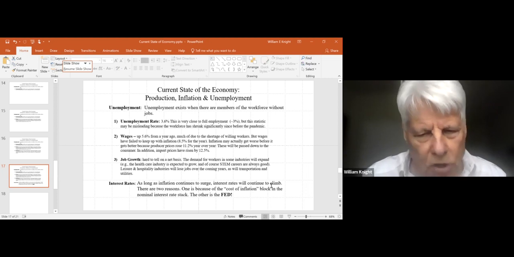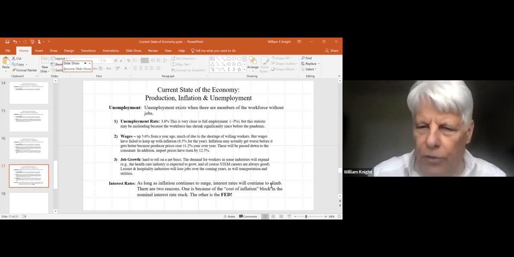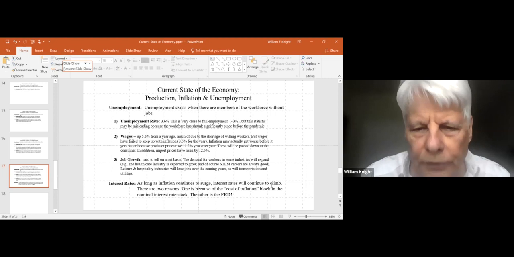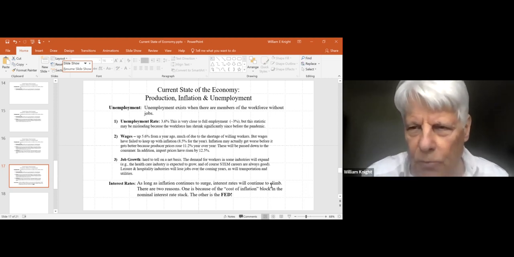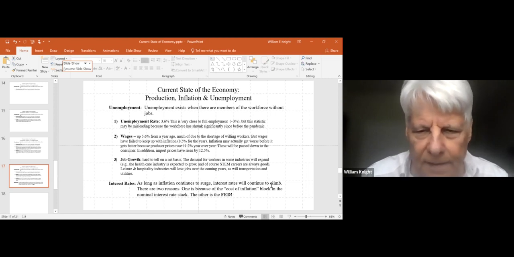The second block was the cost of operations. The third was the cost of shoplifting. Of course, they don't call it shoplifting. Anybody remember the word we used? The third block in that nominal interest rate stack?